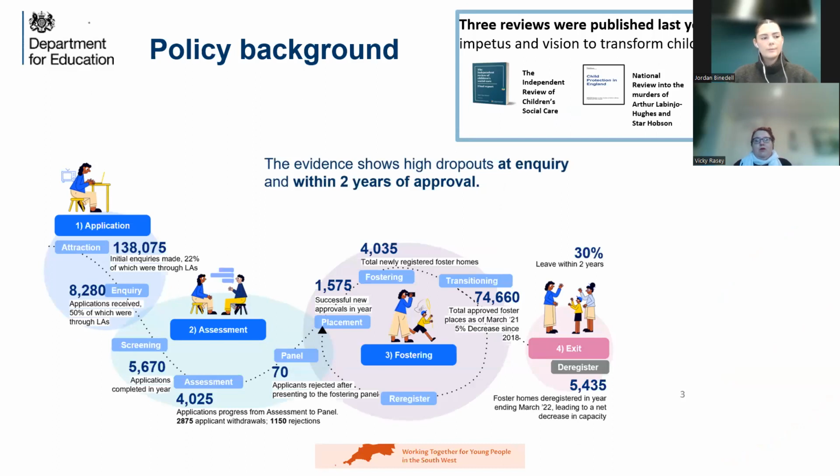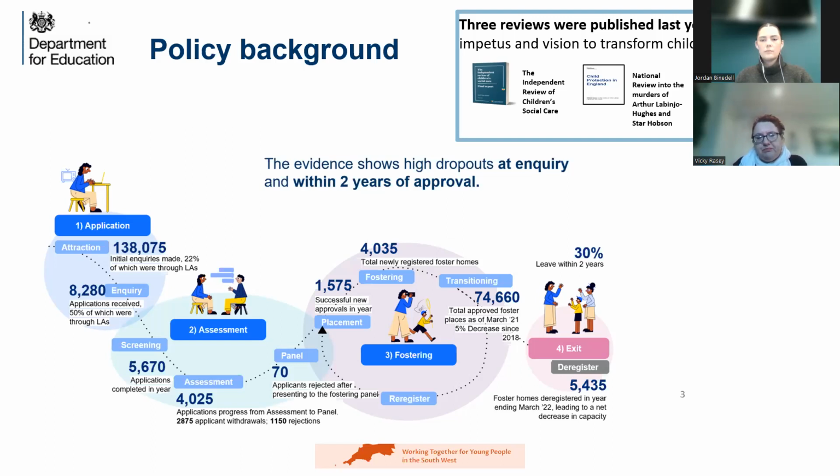So just as a bit of an overview, over the last couple of years, there's been a number of pieces of work and research done around children's social care. The independent review of children's social care by Josh McAllister, the national review into the deaths of Arthur Labinjo-Hughes and Star Hobson, and the Competition and Markets Authority study into children's social care placements. Those three pieces of work have fed into the reforms and projects that are happening in the country at the moment.